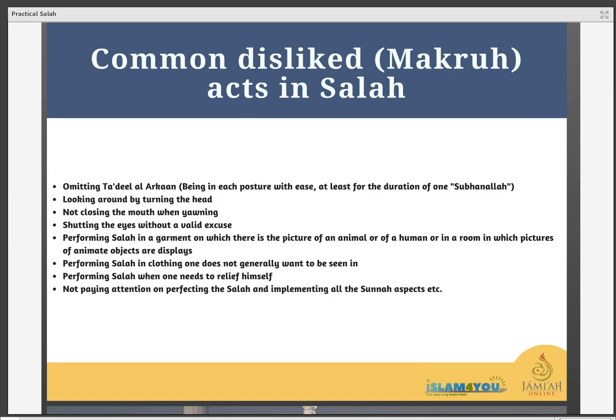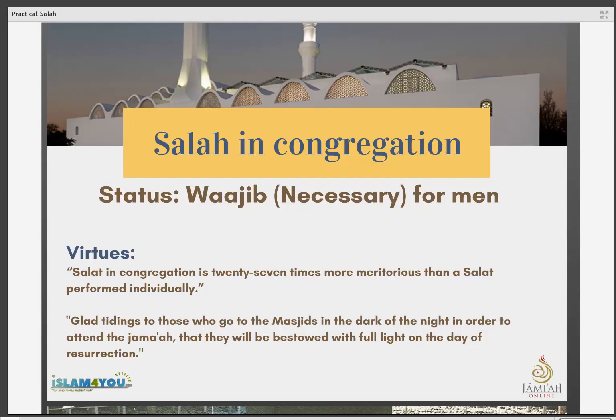If a person performs his prayer in an unfocused manner, then in actual fact, he is disrespecting Almighty Allah, as he's standing in front of Almighty Allah and not fulfilling his rights. There's a verse of Quran that actually mentions warnings regarding that individual who performs the prayer and does not try to make it correct. So these were the common disliked aspects in Salah.